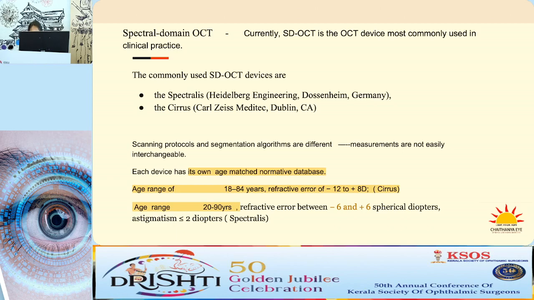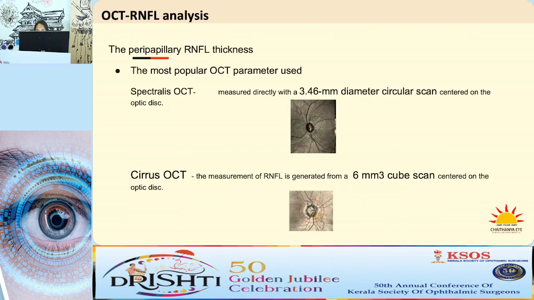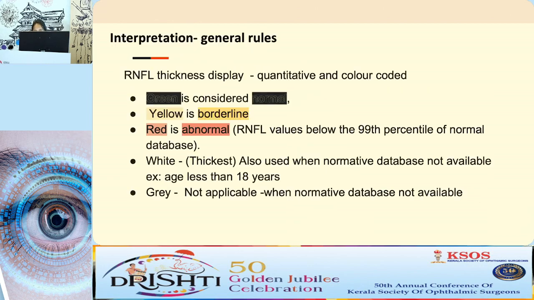an astigmatism of 2 diopters. The peripapillary RNFL thickness, as we all know, is the most popular OCT parameter used, and Spectralis measures this directly with a 3.46 mm diameter circular scan centered on the optic disc. And in the Cirrus, this measurement is generated from a 6 mm cube scan centered on the optic disc.